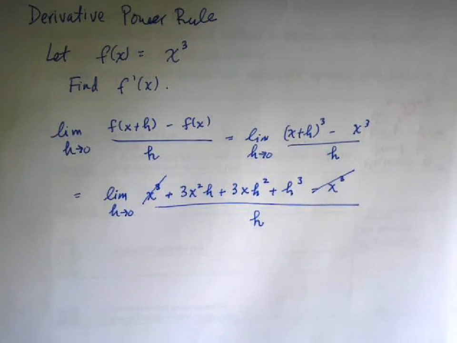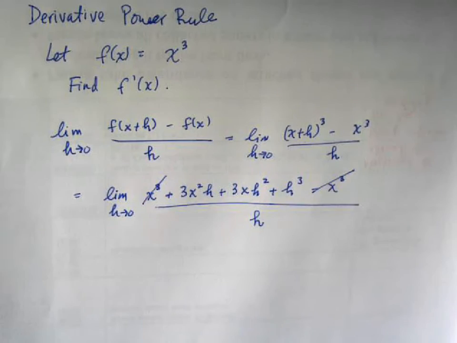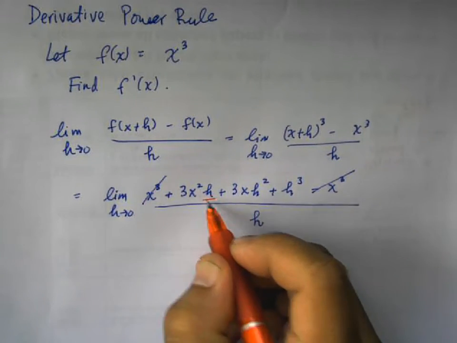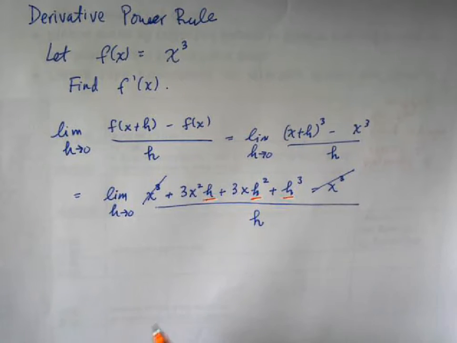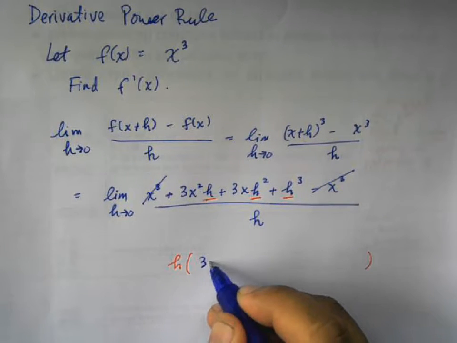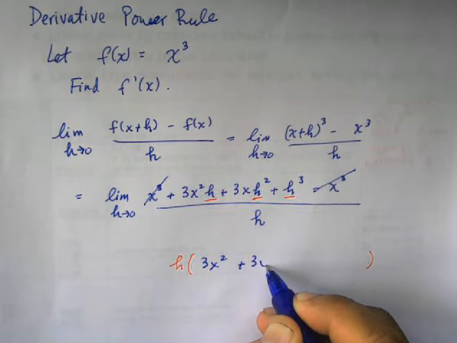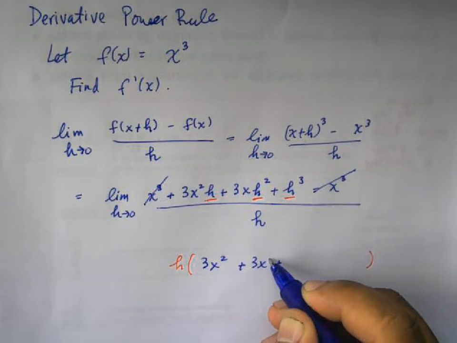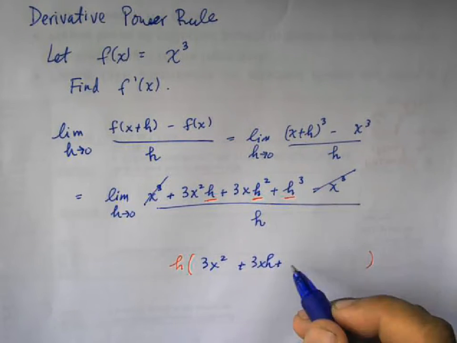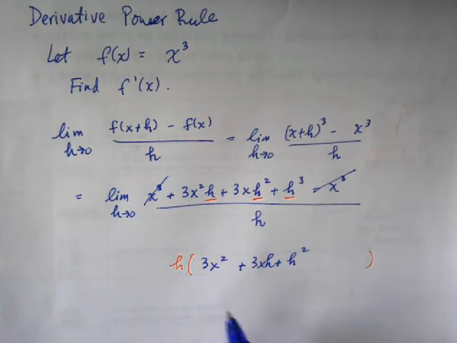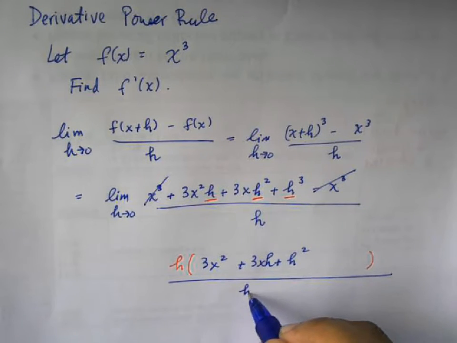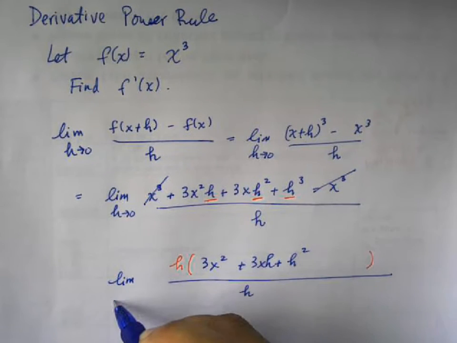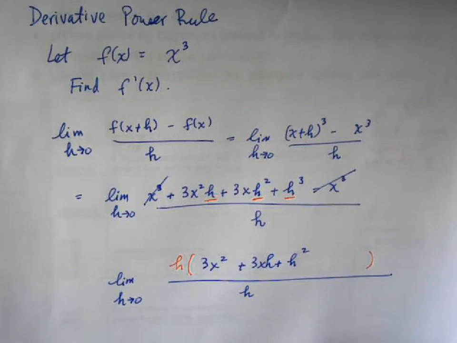Now you can see some nice things we'll be able to cancel. This is x cubed and x cubed that we can cancel out, and then what we can do is factor out an h in all of these terms. So we pull out our h, and what we have left is 3x squared plus 3x h, sorry, because that's a square, plus h squared, all of this over this h, and we're taking the limit as h approaches 0.